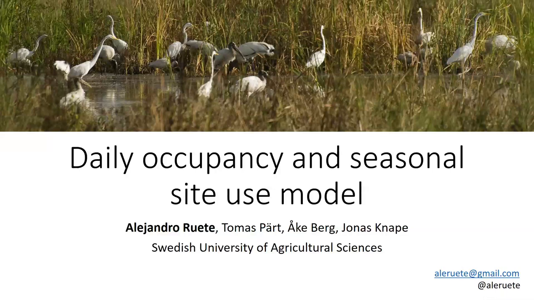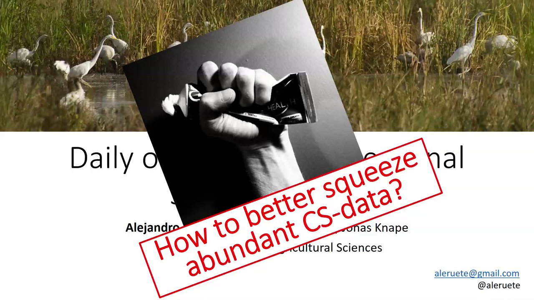Hello. An alternative title to this could be how to better squeeze abundant citizen science data. And I have to explain that, yes, it's for abundant data. So right now, a case of study could be the butterflies or dragonflies or other popular species. It's not the case for every species. And by citizen science data, I refer broadly to opportunistic data. So this could be applied to museum collections or any other presence-only data, right?